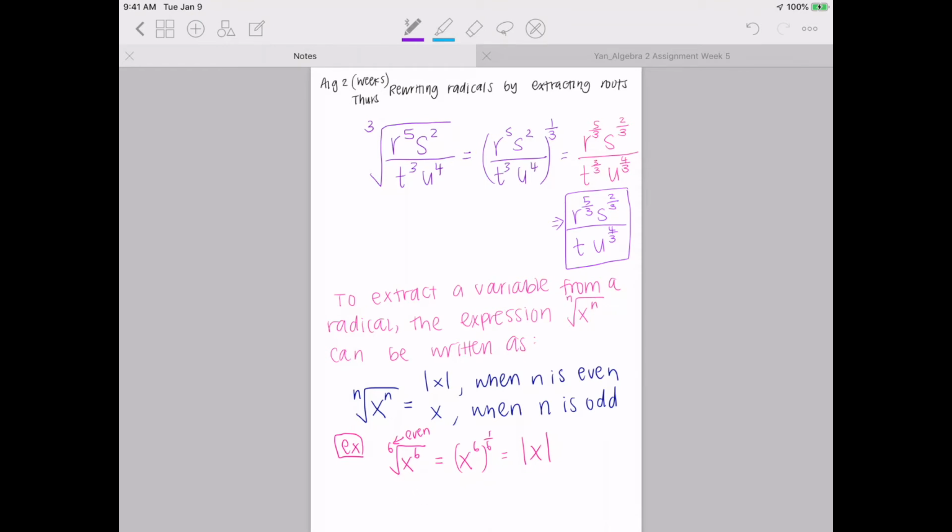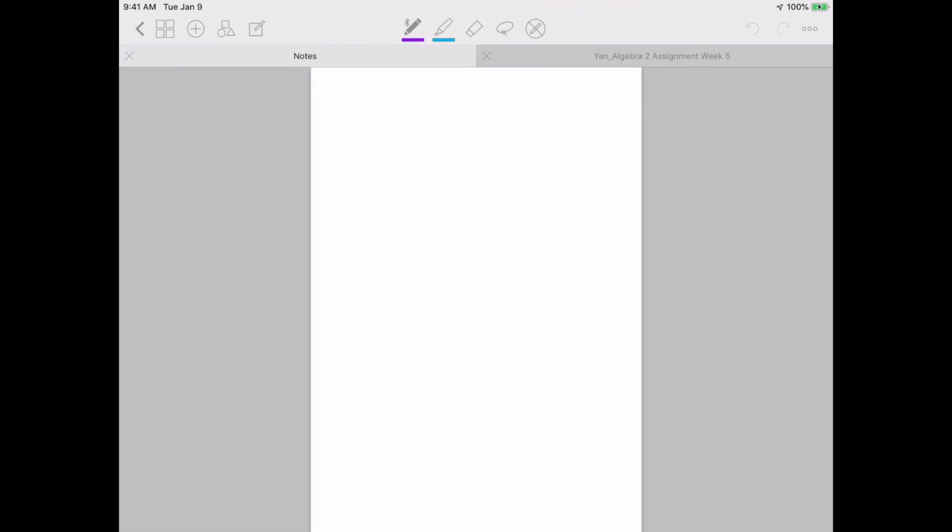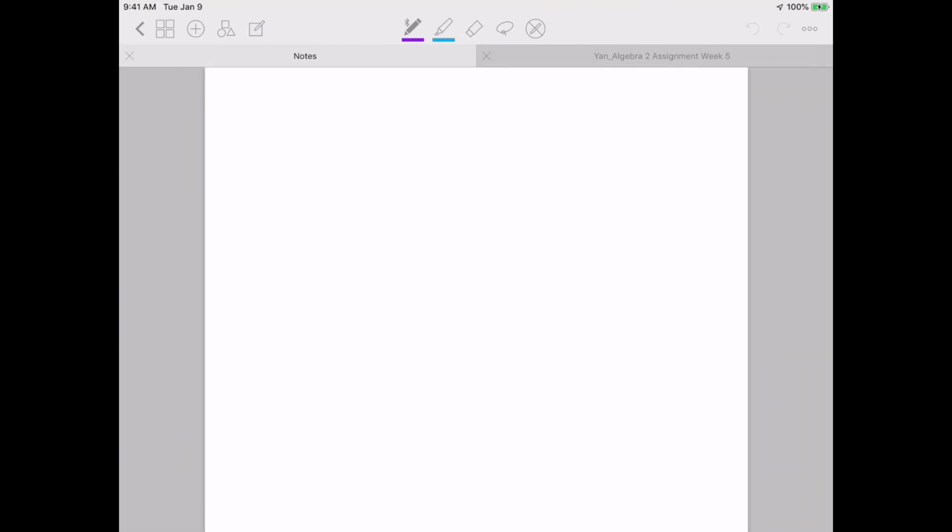Okay, so if I have the 5th root of x to the 5th power, that means it's going to be x to the 5th to the 1/5. And then those 5 and 1/5 get canceled out. We're left with just an x. And since this is odd, it equals x only. We don't need that absolute value bar. Okay, let me continue.